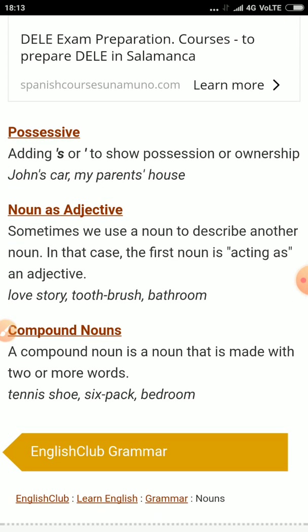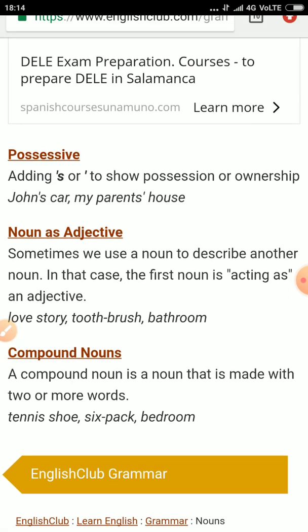Now come to the next and last portion, which is called compound nouns. A compound noun is a noun that is made with two or more words. See the examples, very typical here: tennis shoe, six-pack, bedroom. These are examples of compound nouns.